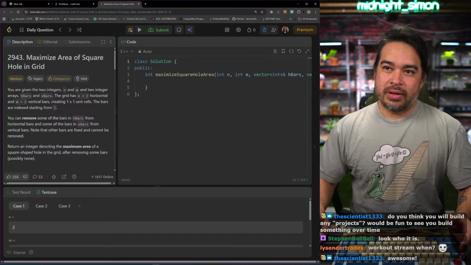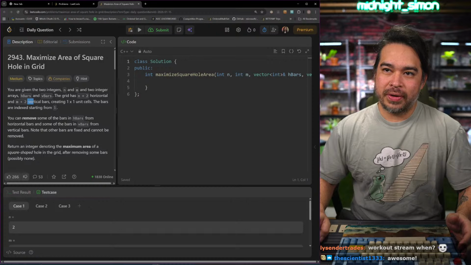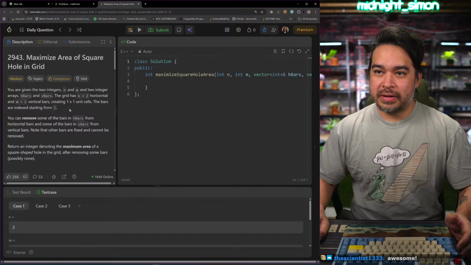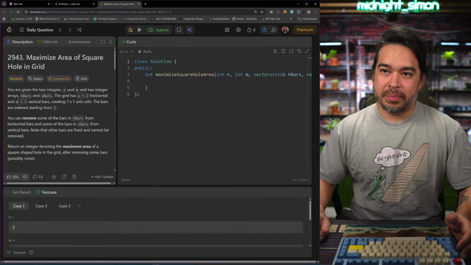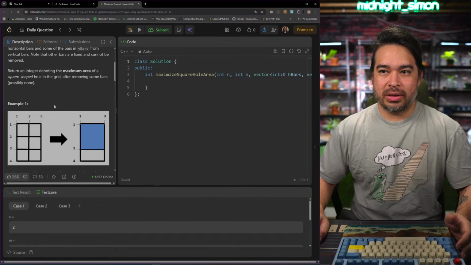Alright, you are given the two integers n and m and two integer arrays h bars and v bars. The grid has n plus 2 horizontal and n plus 2 vertical bars, creating 1 by 1 unit cells. The bars are indexed starting from 1. You can remove some of the bars in h bars from the horizontal bars and some of the bars in v bars from vertical bars. Note that other bars are fixed and cannot be removed. Return an integer denoting the maximum area of a square-shaped hole in the grid after removing some bars, possibly none.